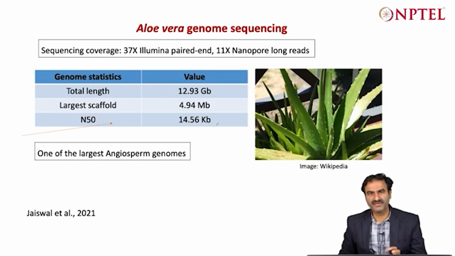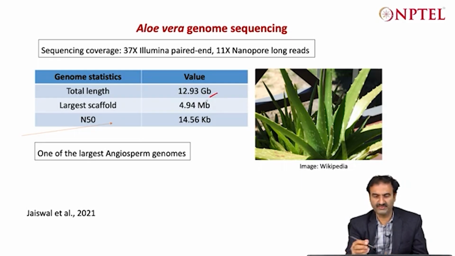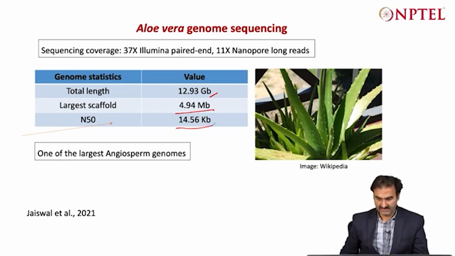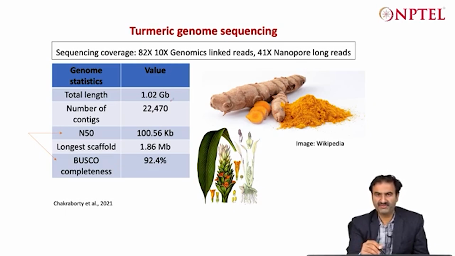Aloe vera genome, which was a large genome, 16 GB in size. So it was a kind of draft assembly. The total length they could assemble was 12 GB out of that, and they also predicted this as the genome size, and the largest scaffold was 4 MB, but still the N50 was low, only 14 KB. In case of turmeric, genome size was 1 GB, N50 was 100 KB, but 90% of the genome they could still cover, 92% BUSCO was there.